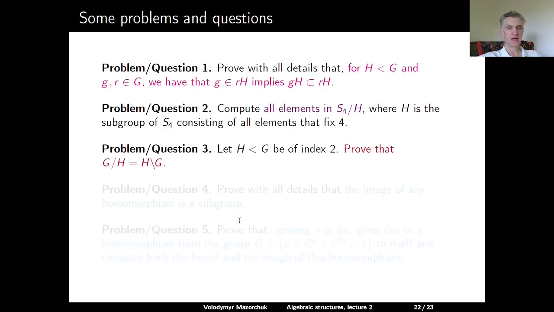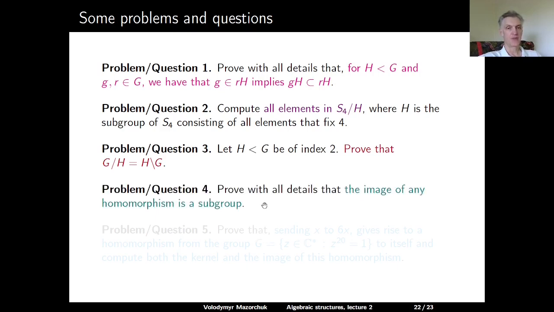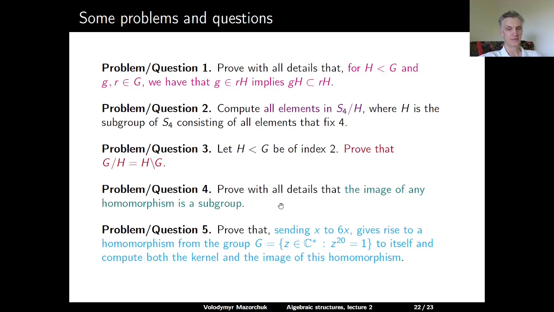Problem question 3. Let H be a subgroup of G of index 2. Prove that the sets of left and right H cosets in G coincide. Problem question 4. Prove with all details that the image of any homomorphism is a subgroup. And problem question 5. Prove that sending an element x to the power 6 gives rise to a homomorphism from the group G of all complex 20th roots of unity to itself, and compute both the kernel and the image of this homomorphism.